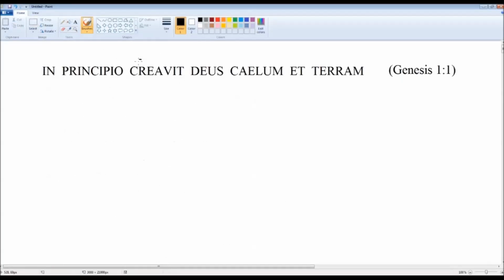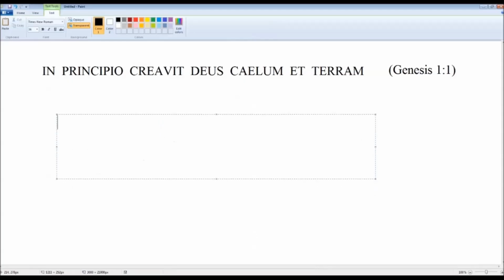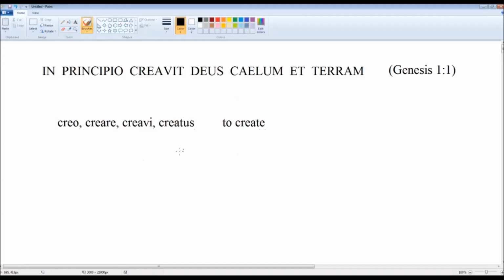Okay, now what about our third word here, creavit? What does this mean? Well, if we look up creavit in the dictionary, the entry is this. And here's our word, creo, creare, creavi, creatus, to create. Okay, this is a verb. When you look up a verb in the dictionary, they will have 4 principal parts. The first principal part means I create. The second principal part means to create. It's the infinitive.